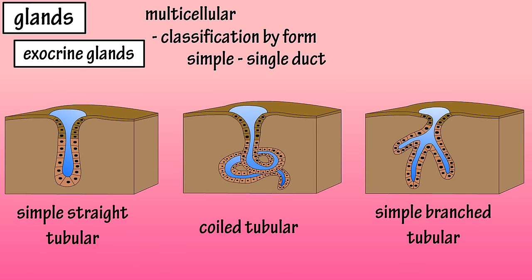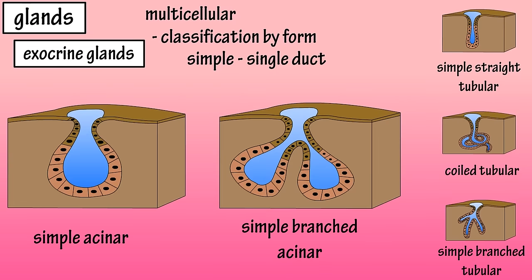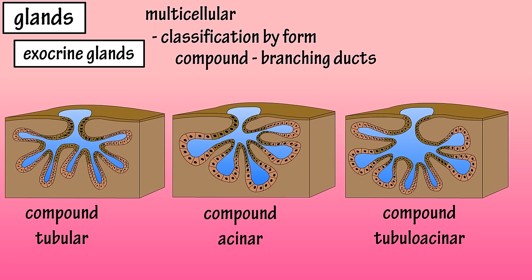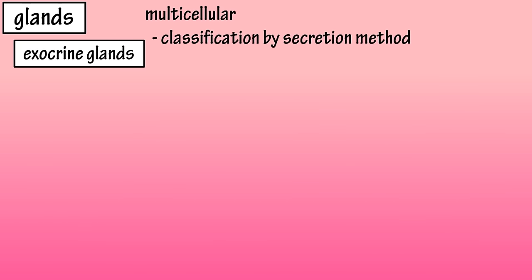So there are simple straight tubular, coiled tubular, and simple branched tubular, which still has only one duct, making it a simple gland, and simple acinar, and simple branched acinar, again, only one duct. And for compound glands with more than one duct, there are compound tubular, compound acinar, and compound tubuloacinar with both tubular and acinar regions.